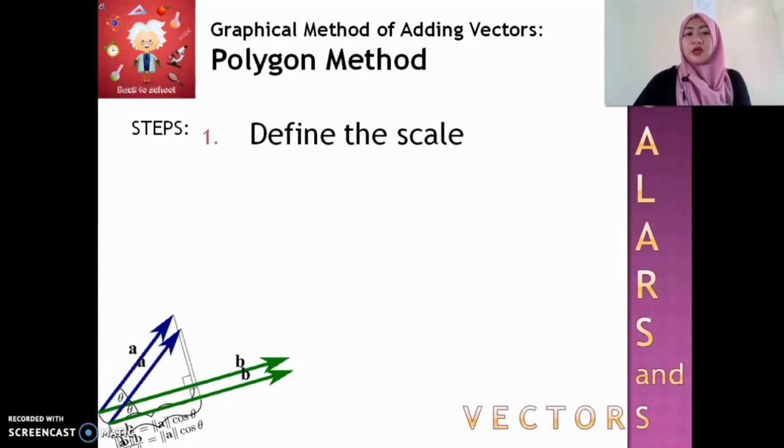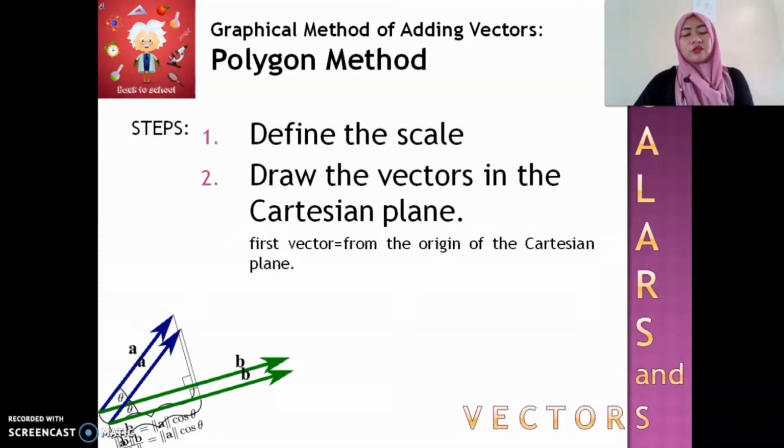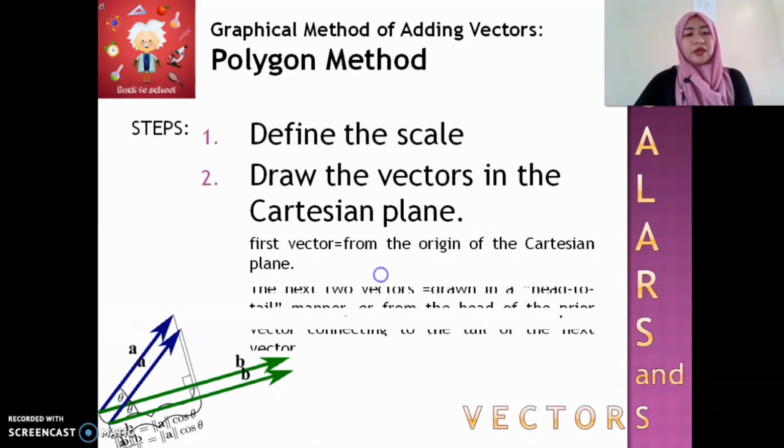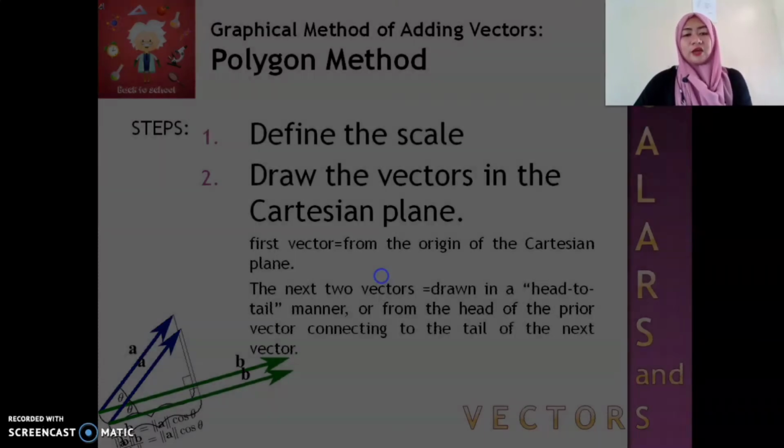How are we going to do that? Number 1, let's define again the scale. Number 2, you have to draw the vectors in the Cartesian plane. We have to recall that in drawing the vectors in the Cartesian plane, draw the first vector from the origin of the Cartesian plane, and the next vectors are drawn in a head-to-tail manner, or from the head of the prior vector connecting to the tail of the next vector.